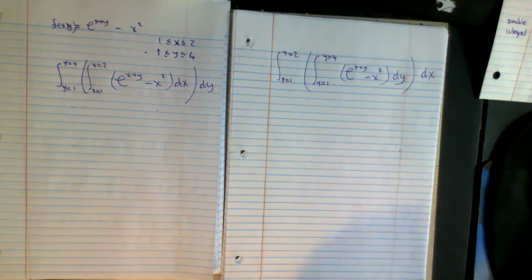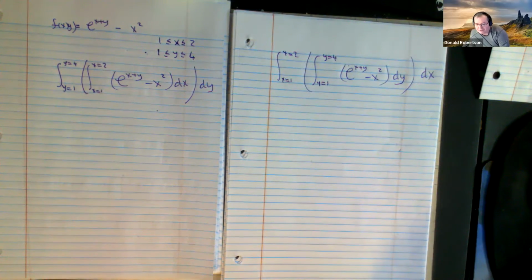Can you explain again why you're able to switch it like that? Is it related to Clairaut's theorem? You are allowed to do it, so that's the good news. And your question is a very good one. Is it related to Clairaut's theorem?